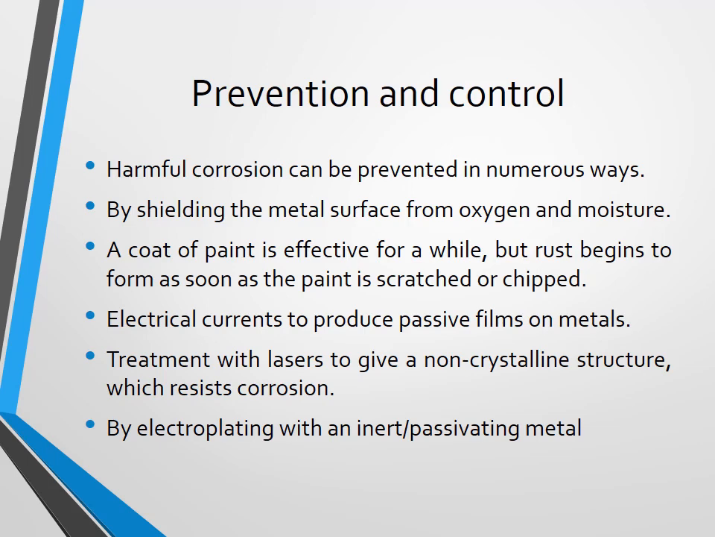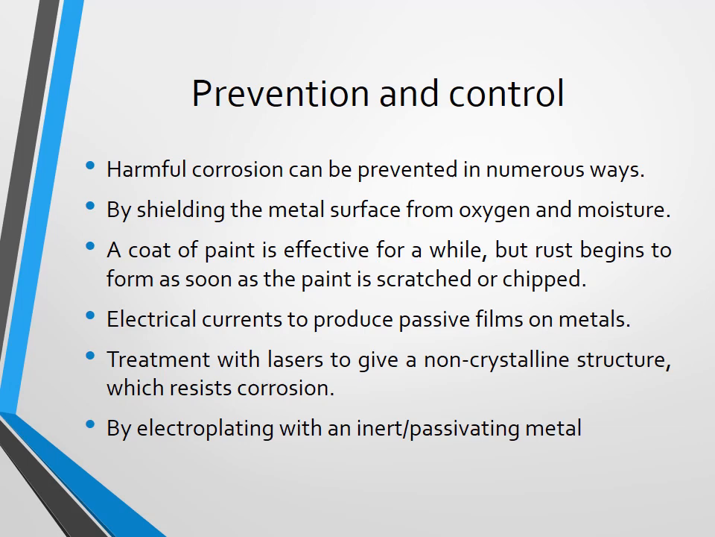And some other techniques are available, like treatment of the metal with lasers to give a non-crystalline structure on the surface of the metal, which resists corrosion. Some other methods include electroplating. In electroplating, the metal surface is electroplated with other inert or passivating material, which prevents the exposure of the metal to the atmosphere and in turn helps it from being corroded.